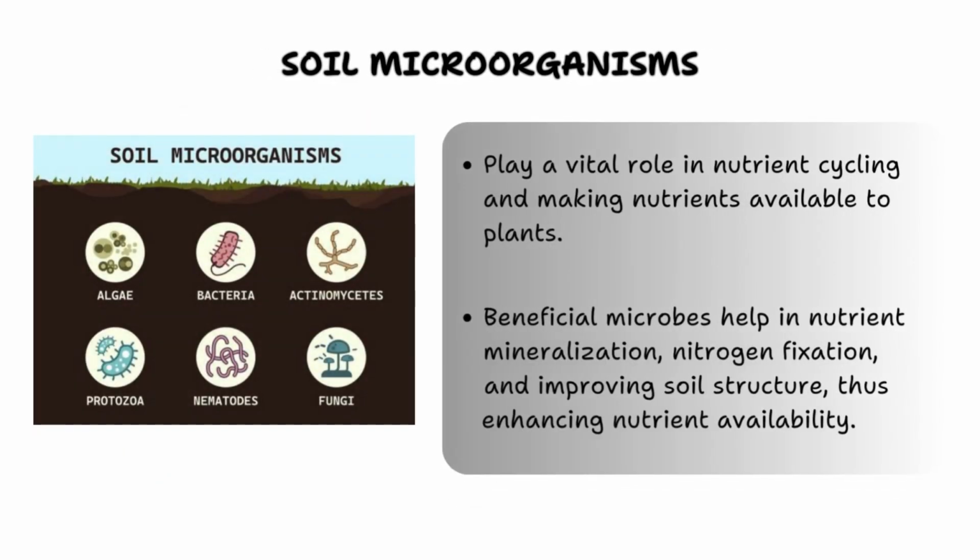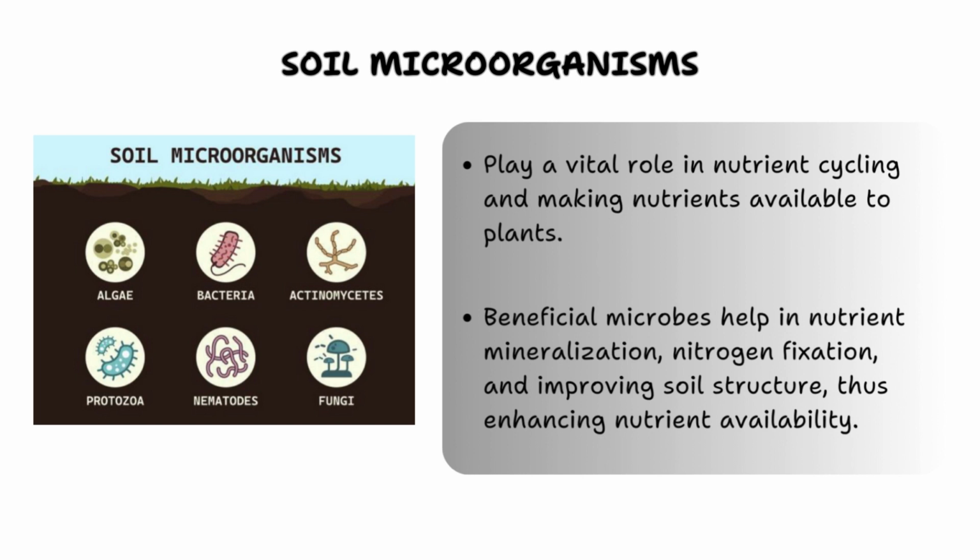The next key factor is soil microorganisms. Soil microorganisms play a crucial role in nutrient availability to plants by participating in nutrient cycling processes. Microorganisms decompose organic matter, releasing nutrients in forms that plants can absorb. For example, bacteria and fungi mineralize organic nitrogen into forms like ammonium and nitrate, which plants can readily uptake. Certain microorganisms form symbiotic relationships with plants, such as mycorrhizal fungi, which extend plant root systems and improve nutrient uptake efficiency. Soil microbes contribute to nutrient fixation, transformation, and recycling processes, maintaining soil fertility and supporting plant growth.